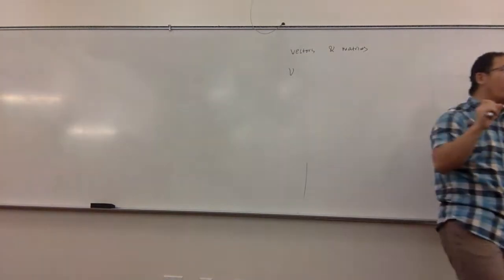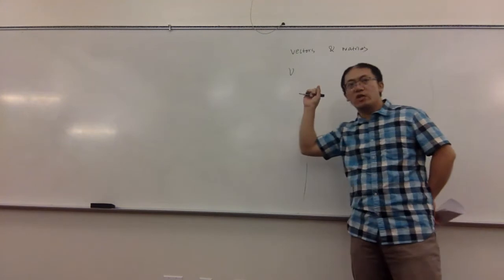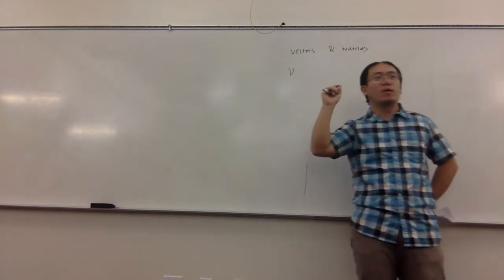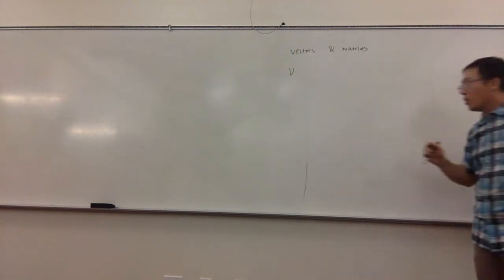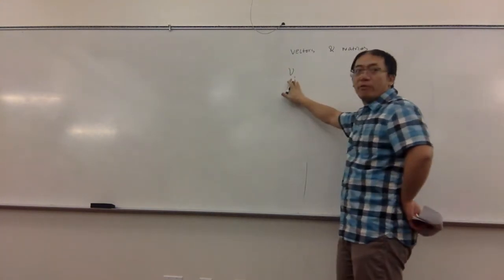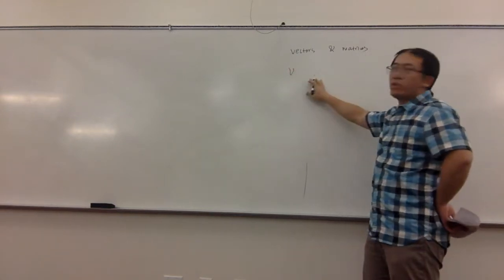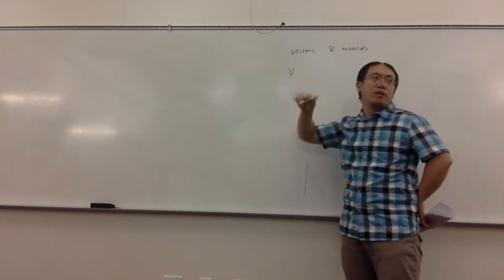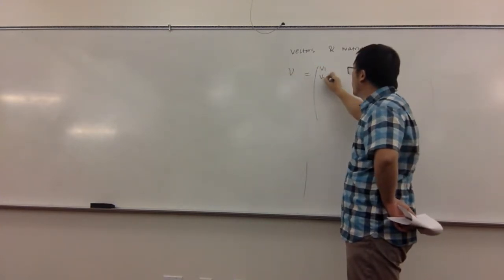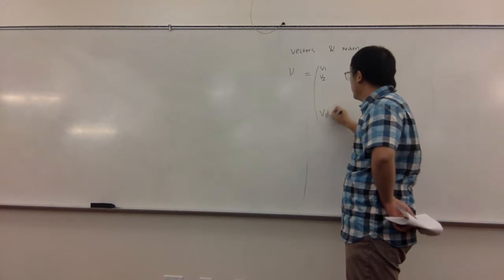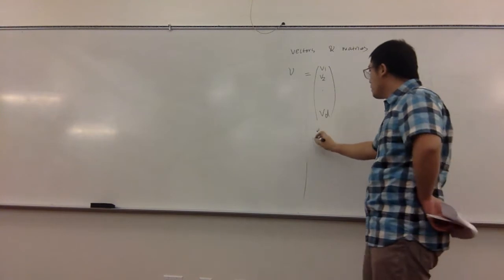Of the elements matter. If you change the order, then the vector changes as well. So by default, we'll assume every time we say we have a d-dimensional vector, we arrange the elements in this vector vertically. So when you write it down, it usually looks like this. So this is called a column vector.